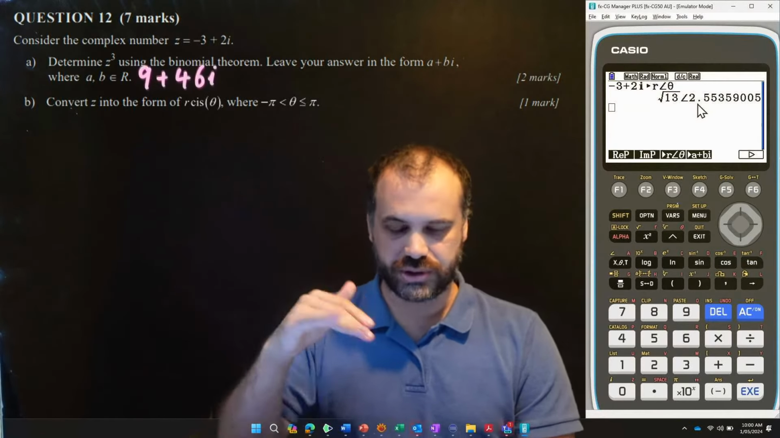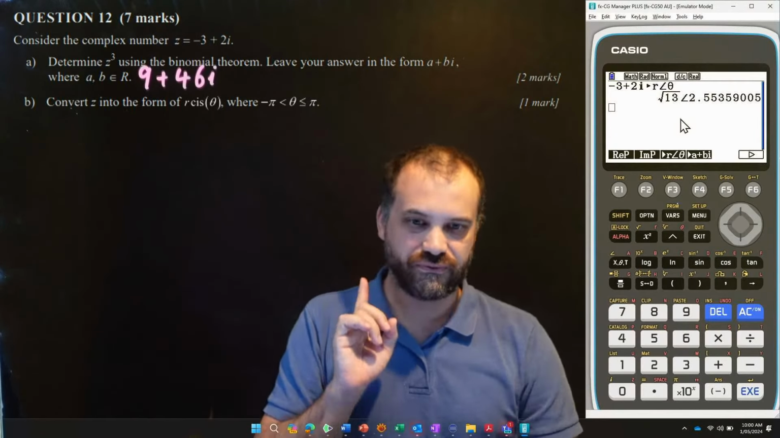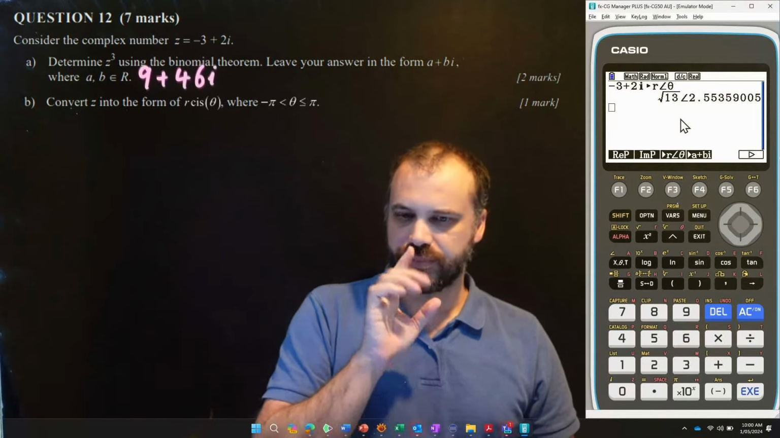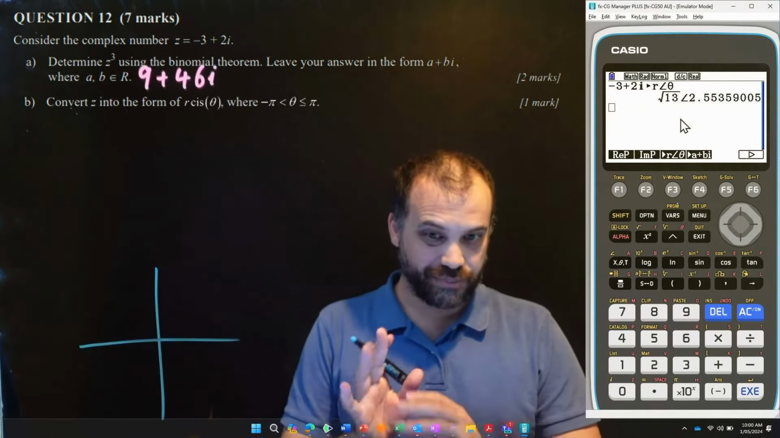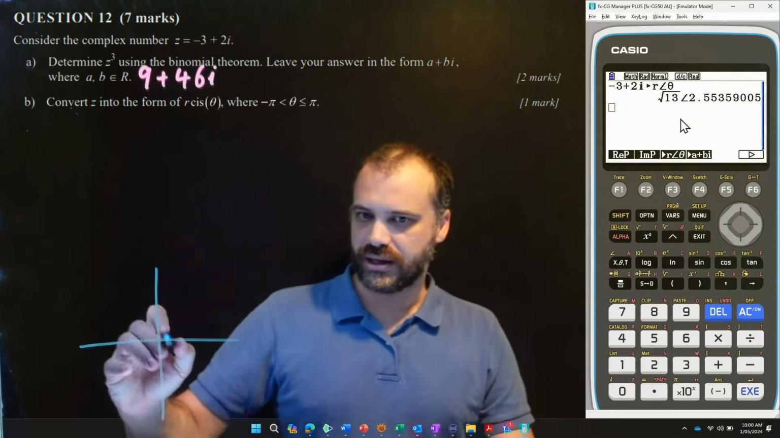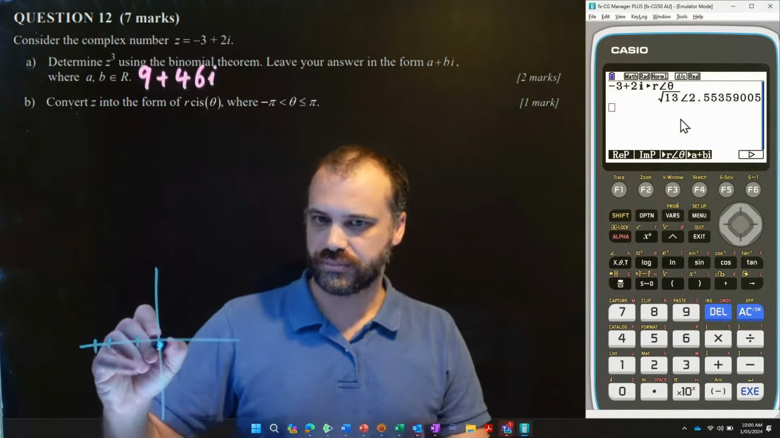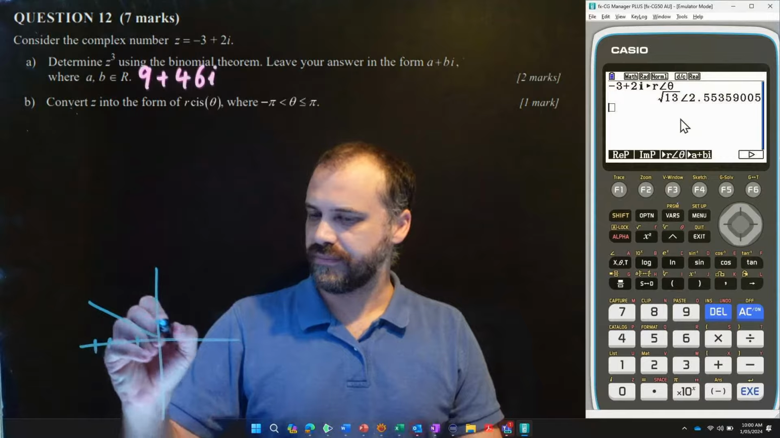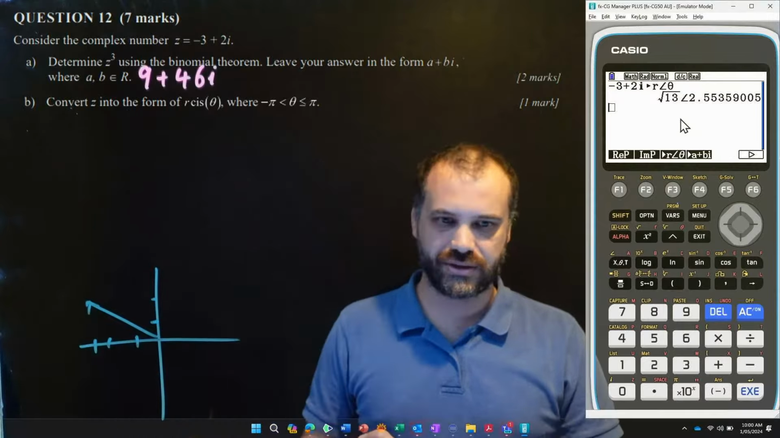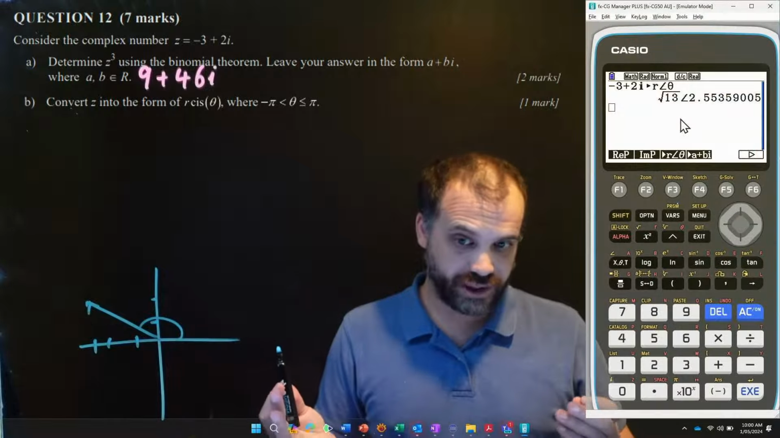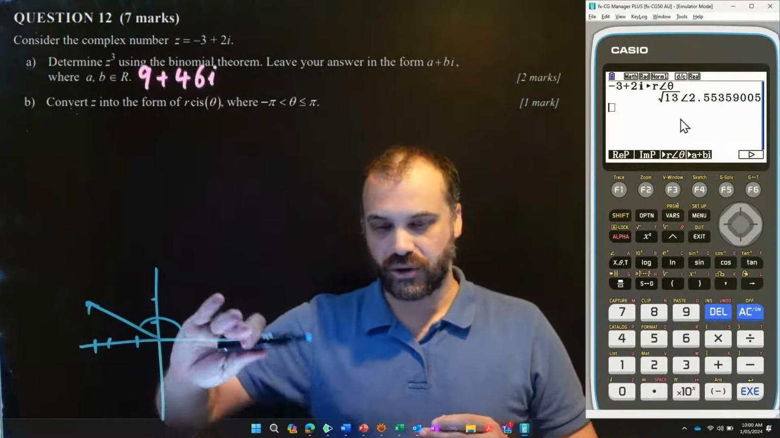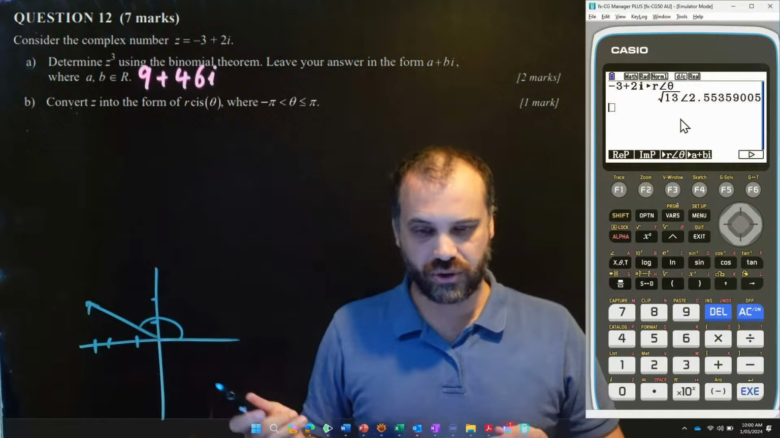This is positive 2.55. It might be a good idea to draw a picture and make sure that we're happy with this as an answer. -3, positive 2i. This is the complex number we're considering. So for it to have an angle of 2.55, almost pi, almost 3.14, but not quite.